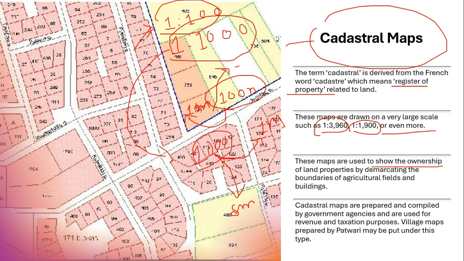These maps are used to show the ownership of land properties by demarcating the boundaries of agricultural fields and buildings. Like here in the image, you can see multiple blocks which represent the boundaries of land property. These are known as cadastral maps. Cadastral maps are prepared and compiled by government agencies, and are used for revenue and taxation purposes. Village maps prepared by the Patwari may be put under this type. These are also detailed maps of the village where each land parcel has a boundary, so they also fall under the cadastral map.